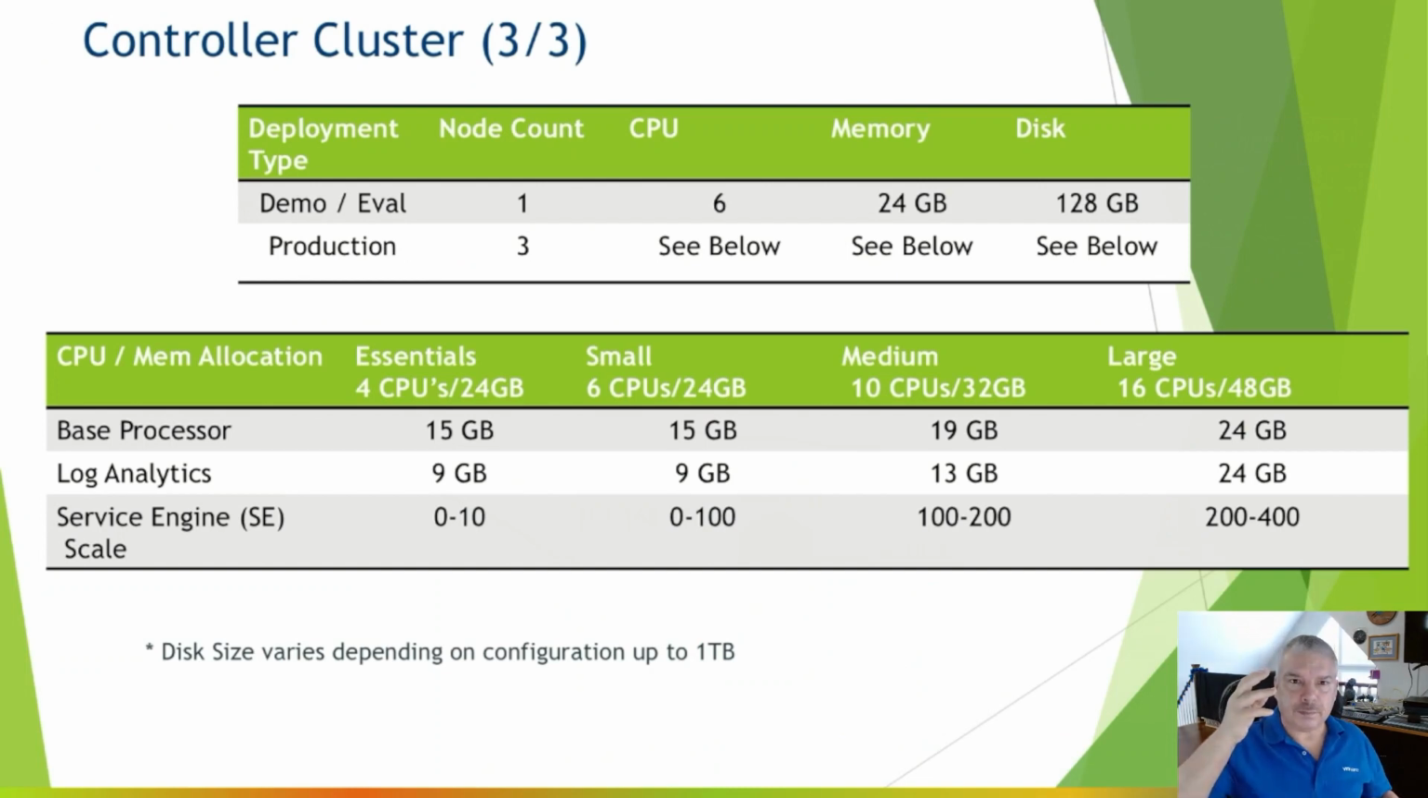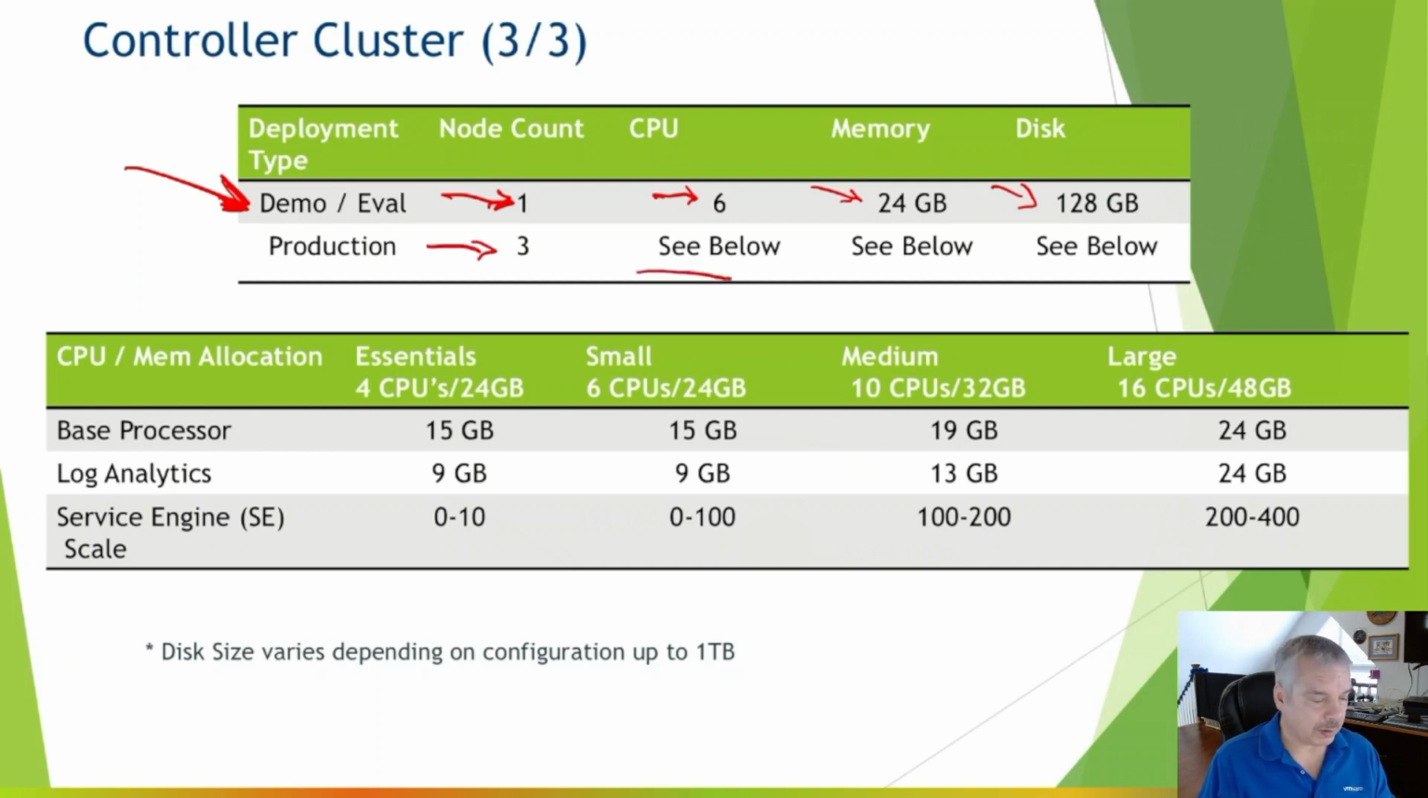Now, sizing. How do we size these things? First of all, for demo and evaluation, proof of concept, that type of stuff, node count is 1. Here they're saying 6 virtual CPUs, 24 gigs of memory, and 128 gig disk. So a pretty resource intensive type of appliance. And in production, you want 3 of them.